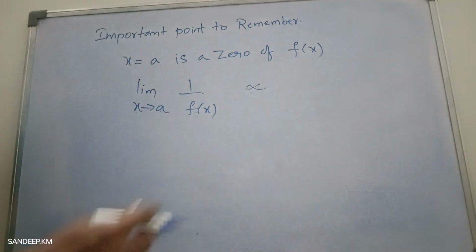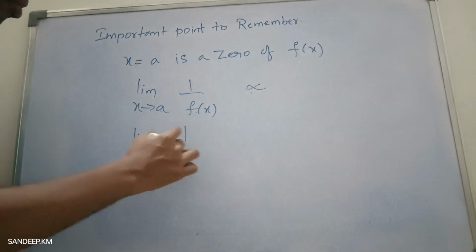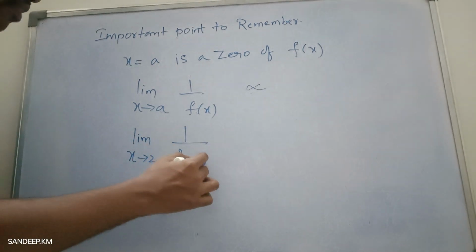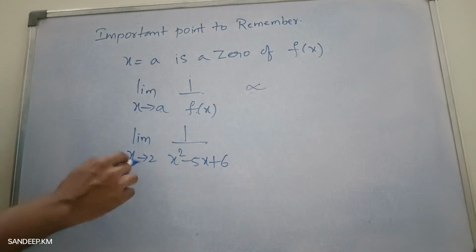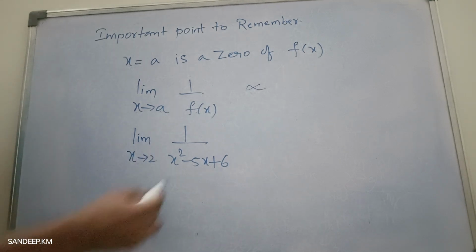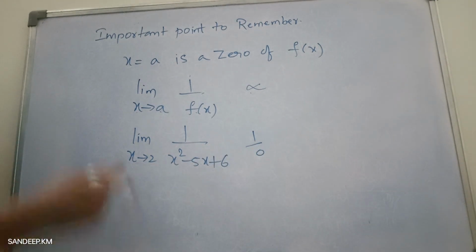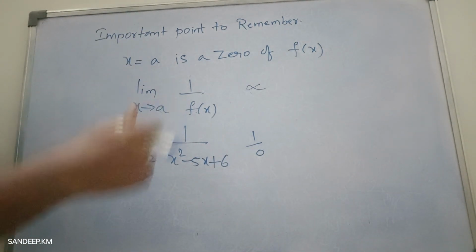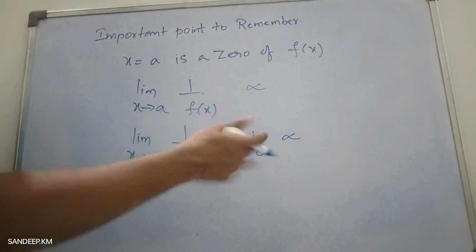I'll give you a better example. Look at this example: limit x approaches 1 by x square minus 5x plus 6. So what students will generally do is try to substitute x as 2. Now they will get 1 by 0, correct or not, dear student? They are getting 1 by 0. We know that limit can be infinity, and they will say that the answer is infinity. They will say that the limit of the function is infinity.